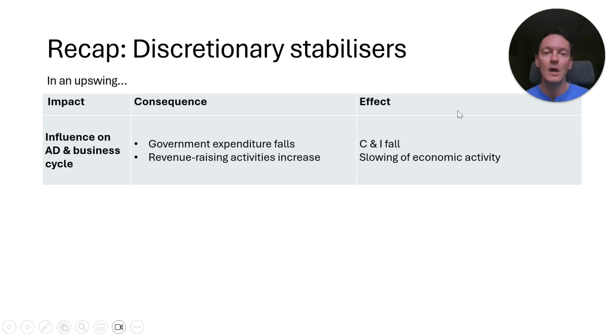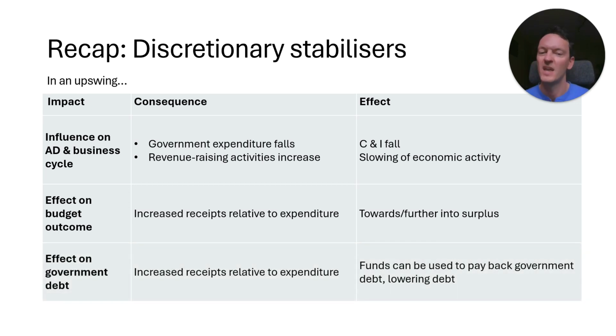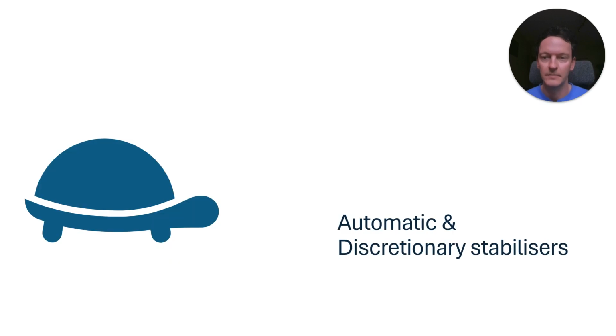So you're going to find on the effect side here, they're all exactly the same as your automatic. Both the automatic and discretionary aim to do exactly the same thing. Similarly here, we have increased receipts relative to expenditure. This is exactly the same as the one before, because the government is spending less money or receiving more money. Their receipts increase relative to expenditure, therefore moving the budget towards surplus if they're in deficit, or further into surplus if they're already in surplus. And then again, the effect on government debt. If they've got more money now as a result of these activities, then they can use that to pay down existing debt. So I hope that's helpful on the effects of automatic and discretionary stabilisers.